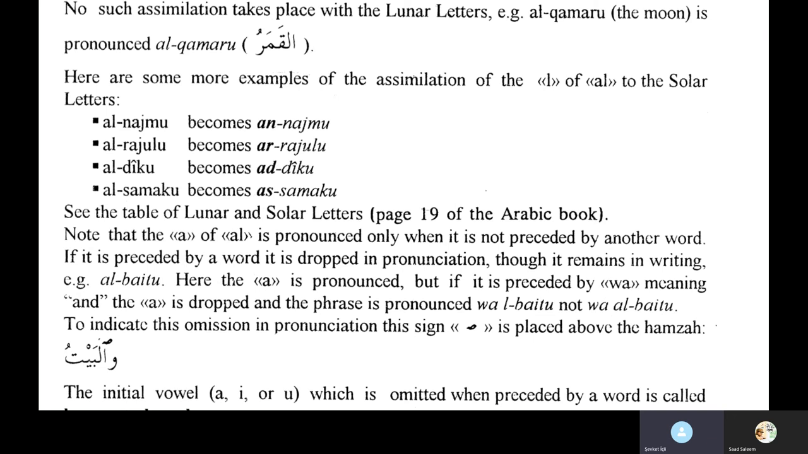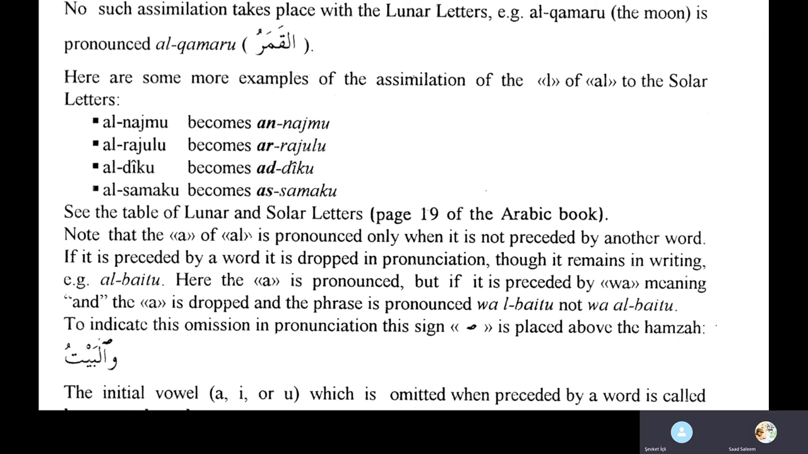Al-Najmu becomes An-Najmu. Al-Rajulu becomes Ar-Rajulu. Al-Diku becomes Ad-Diku. Al-Samaku becomes As-Samaku. See the table of lunar and solar letters. Note the Fatha of Al.